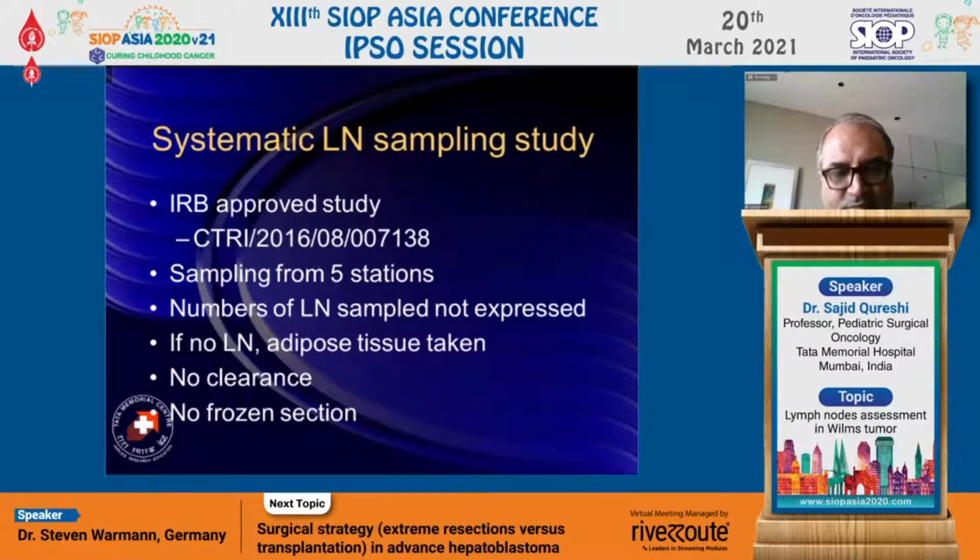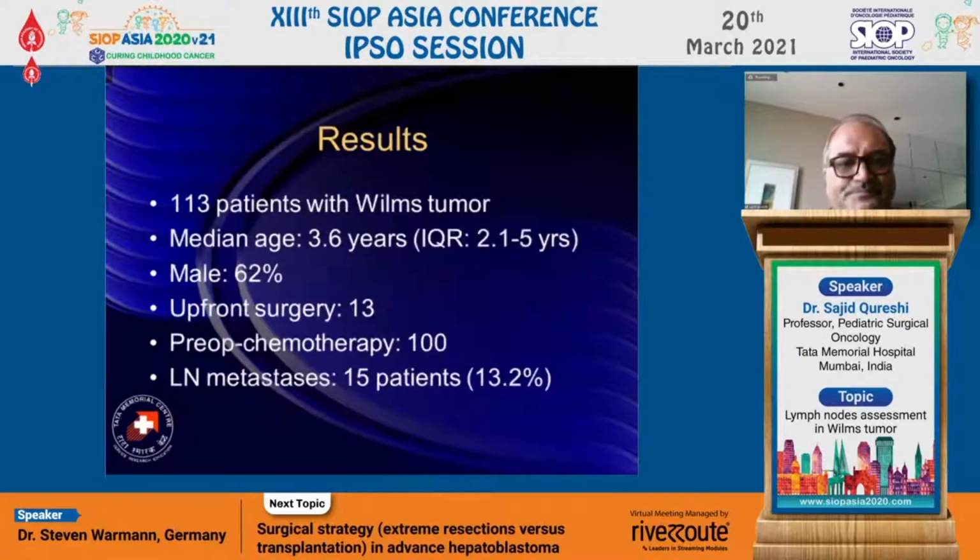Even if you're not finding a lymph node, the adipose tissue from that area should be sampled because that might contain a small lymph node. The idea is to sample. No attempts were made for a clearance, and no attempts were made for getting the histology by a frozen section examination. All the lymph nodes, in separately labeled packets, were sent to the pathologist.